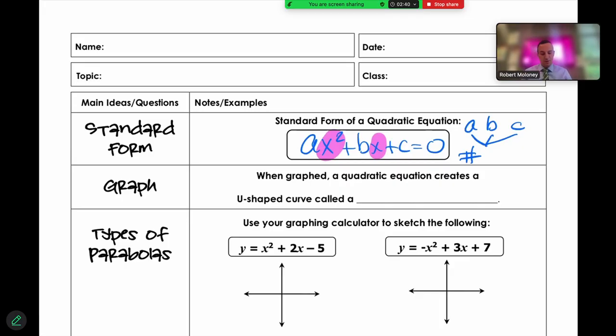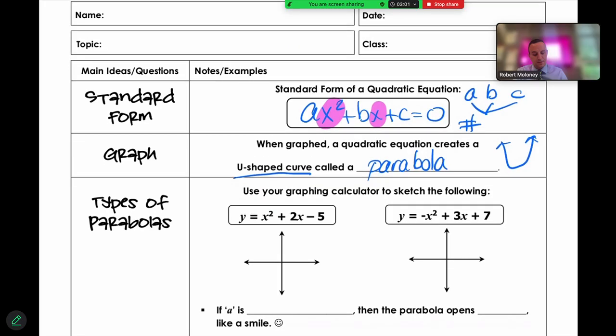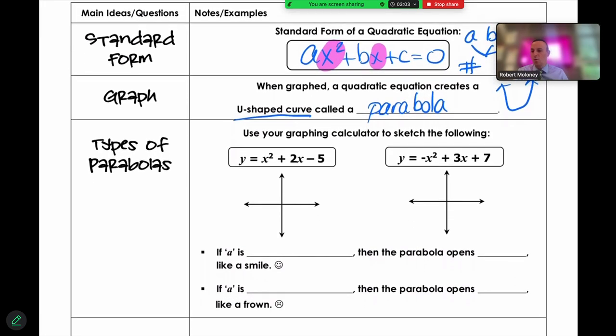Any quadratic equation, like all the ones we factored last unit in unit 7b, makes a shape called a parabola. A parabola is a U-shaped curve. It looks something similar to this. That's a positive parabola.